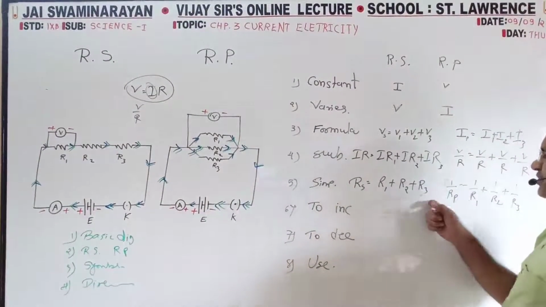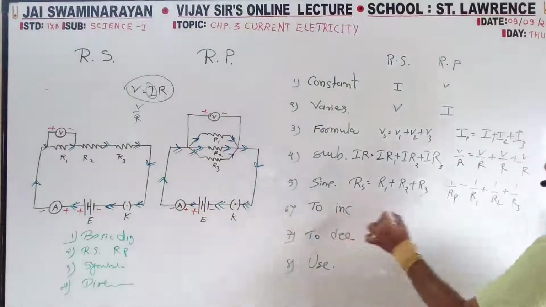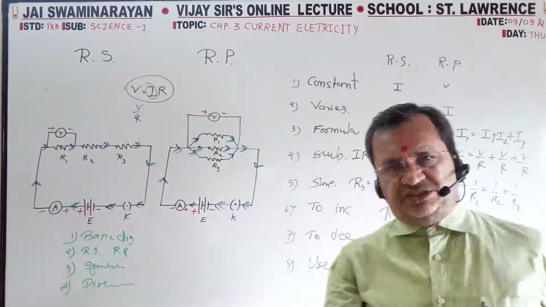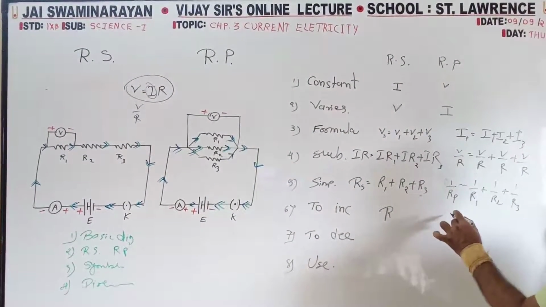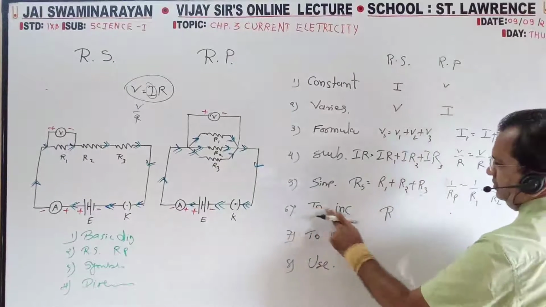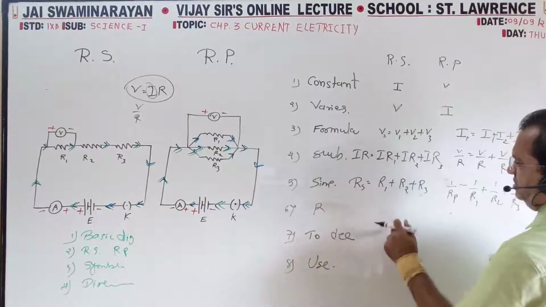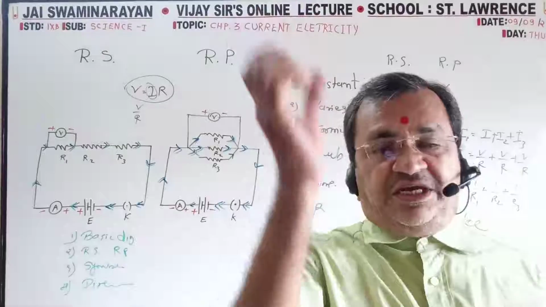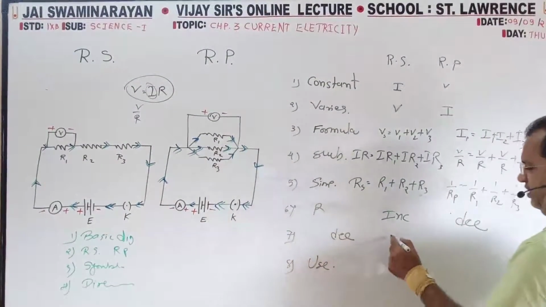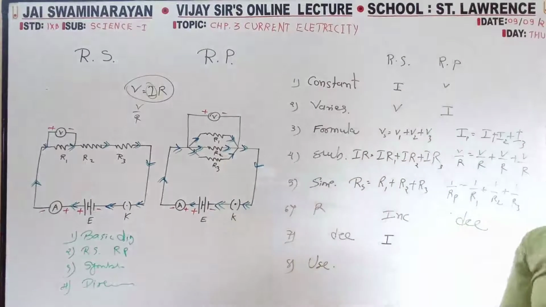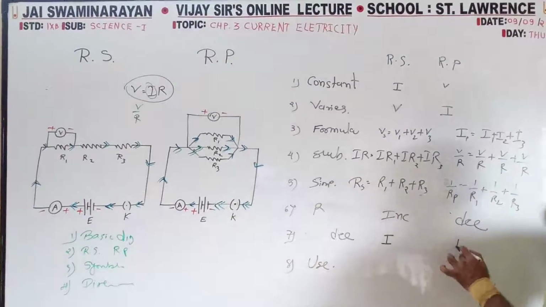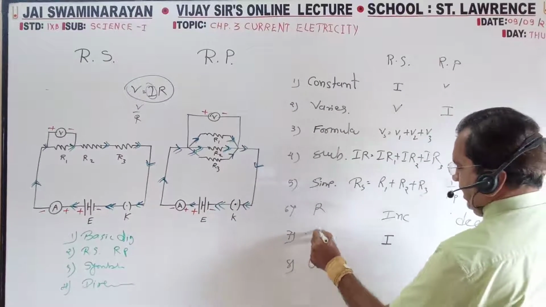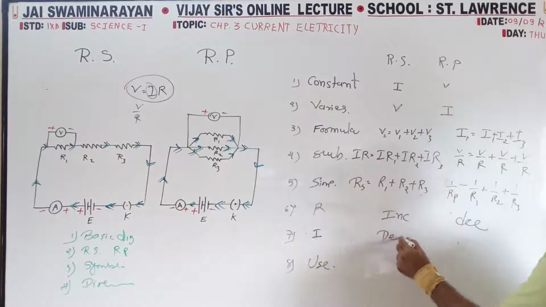Now, the sum of three numbers by adding always increases. But the addition of reciprocals decreases. So resistance increases, resistance decreases. When resistance increases, it means the obstacle increases, so what will decrease? Current will decrease. Resistance decreases, obstacle decreases, current increases. So I write I the opposite: increase, decrease, decrease, increase.